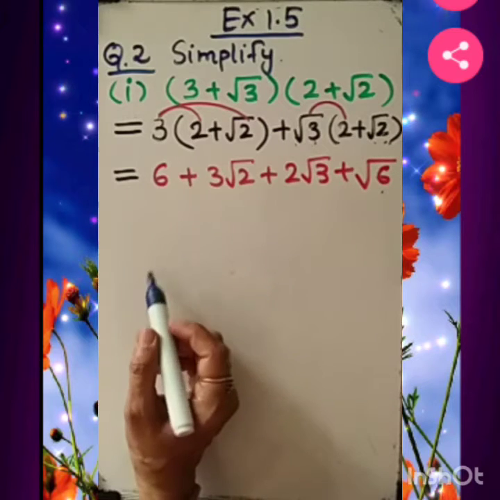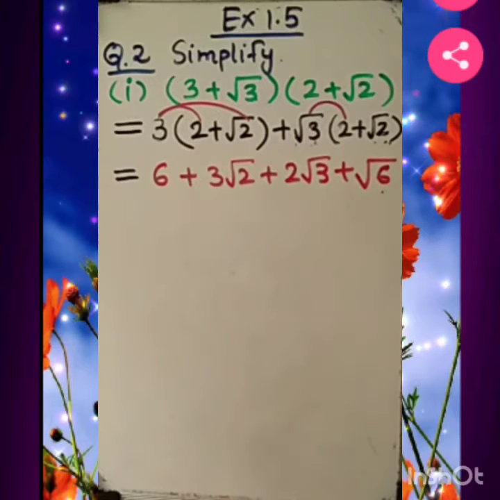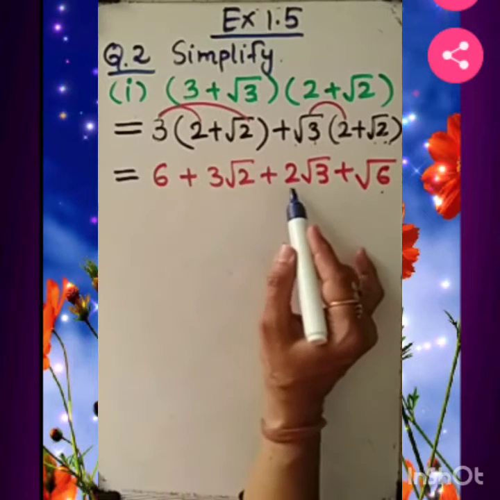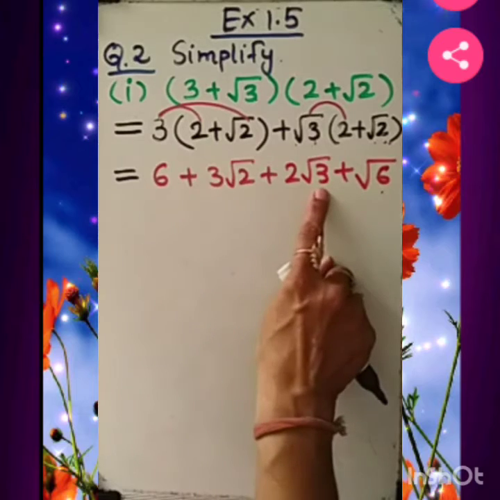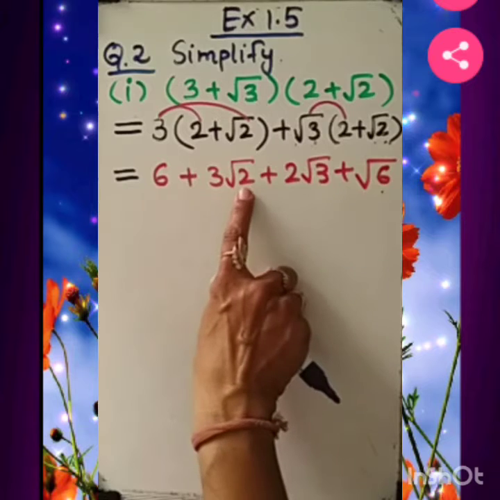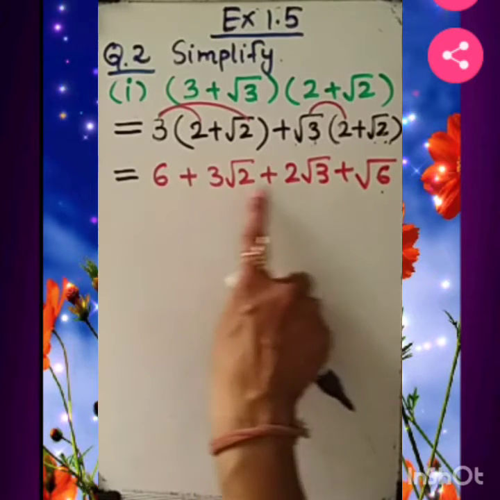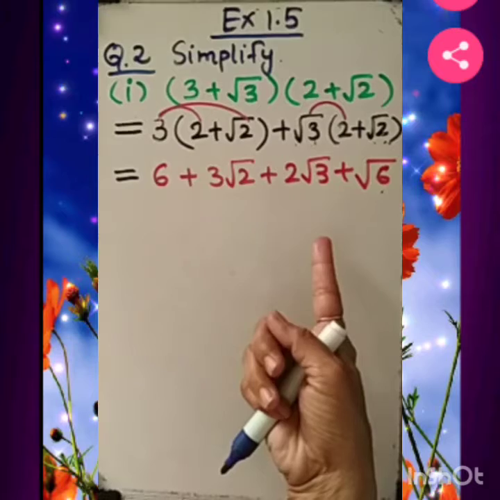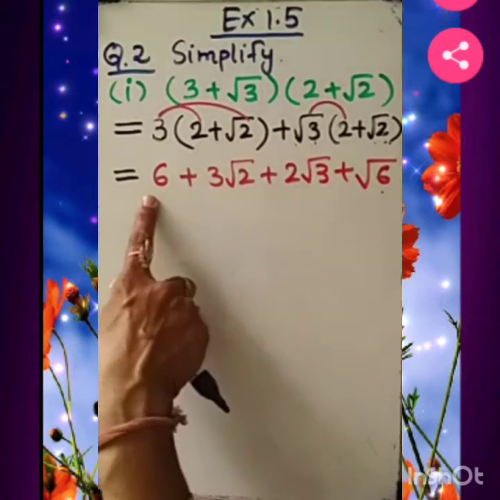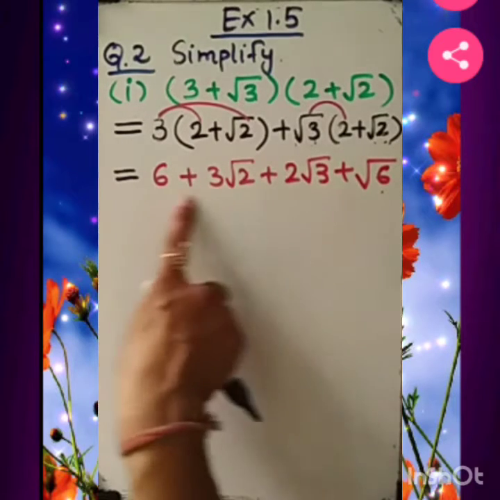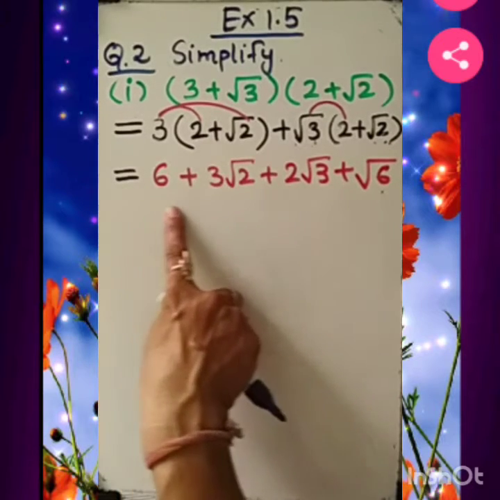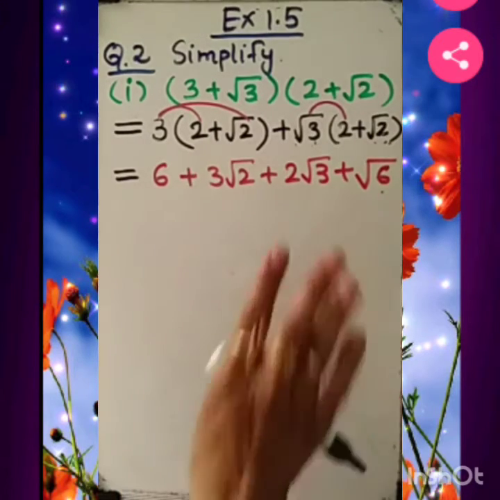So you can see none of the terms is similar or a like term here. Here you can see 3 root 2, 2 root 3. Suppose here we were given 2, then we could work on these two terms. Suppose we were given 3 here, then these two terms would become similar. We could work on that. But here it's not like that. All the 4 terms which we gain after simplification, there isn't any connection among them. So let it be as it is.